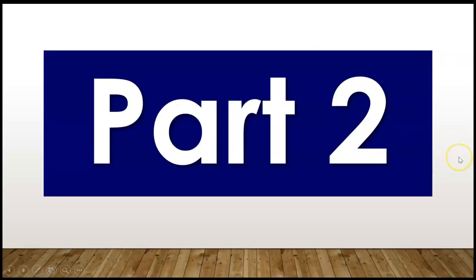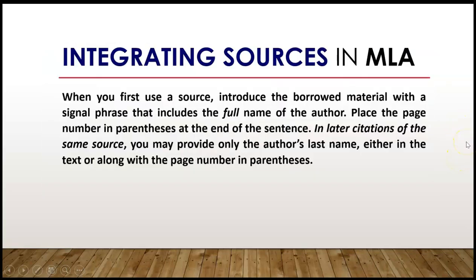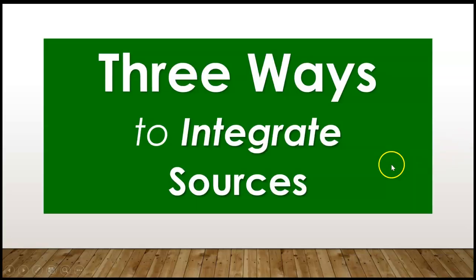Almost done. Part 2. Integrating sources in MLA. When you first use a source, introduce the borrowed material with a signal phrase that includes the full name of the author. Place the page number in the parentheses at the end of the sentence. In later citations of the same source, you may provide only the author's last name, either in the text or along with the page number in parentheses.